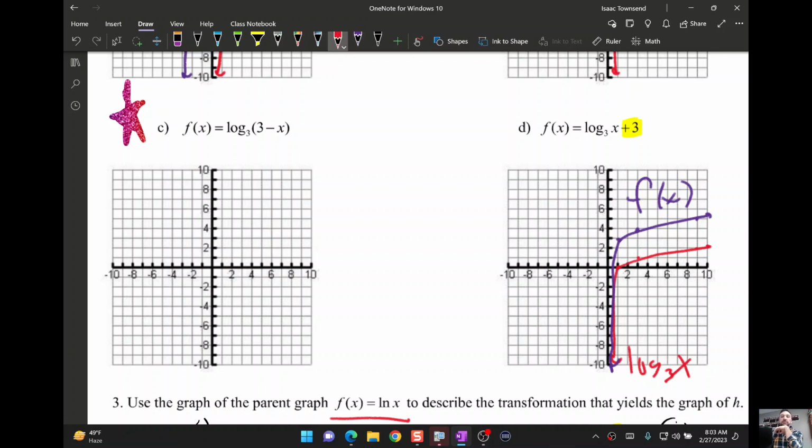Okay, and then to finish off the graphs, going back to C, he at least starts off with the same parent function, log base 3 of x. But one thing I'm concerned about is if the negative's directly on the x, that flips him over the y-axis, not the x-axis.